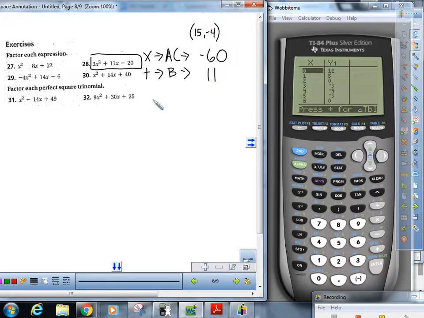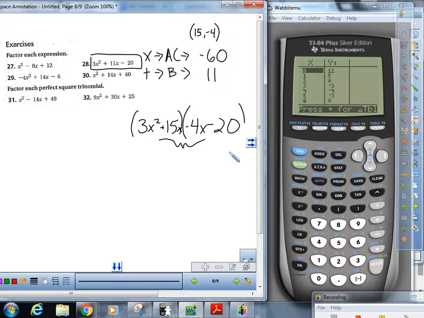So, you would have to do a riddle to split the middle. So now we need to split that 11x. 3x squared plus, here's how I split it, 15x minus 4x minus 20. I have done a riddle and I've split the middle. Now I group them. I factor by grouping is what this is called.